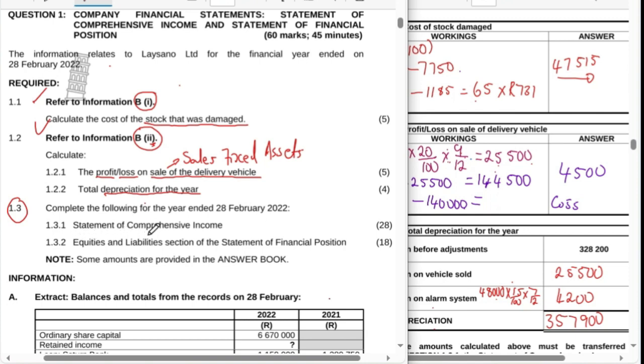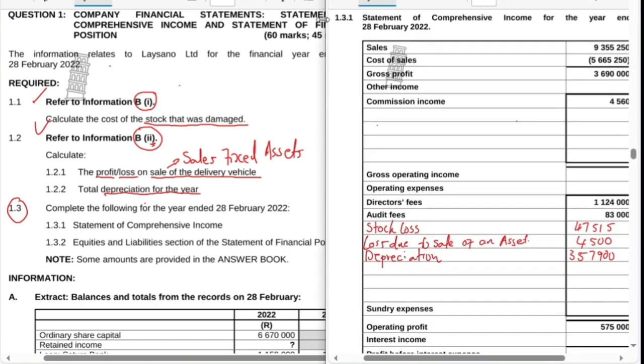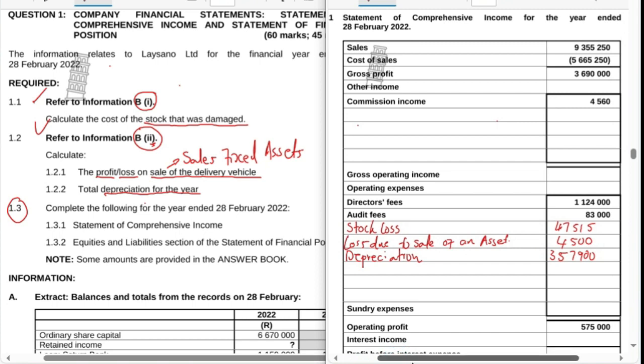So now we go to 1.1.3, and complete the following for the year ended 28 February: statement of comprehensive income, 1.3.1. On our answer sheet, we have 1.3.1, statement of comprehensive income for the year ended 28 February. If you want to know a lot about income statement structure, please go to my other videos, where you will find some on income statement structure. So guys, let's continue with our income statement.